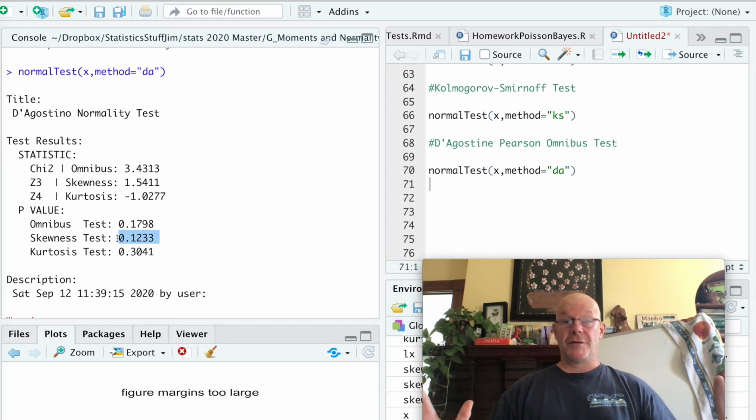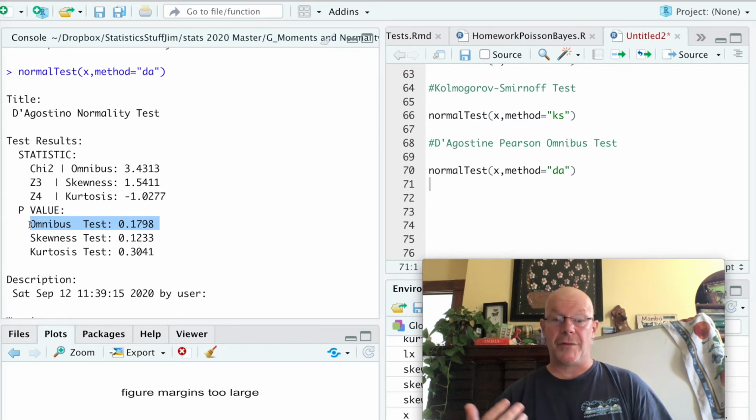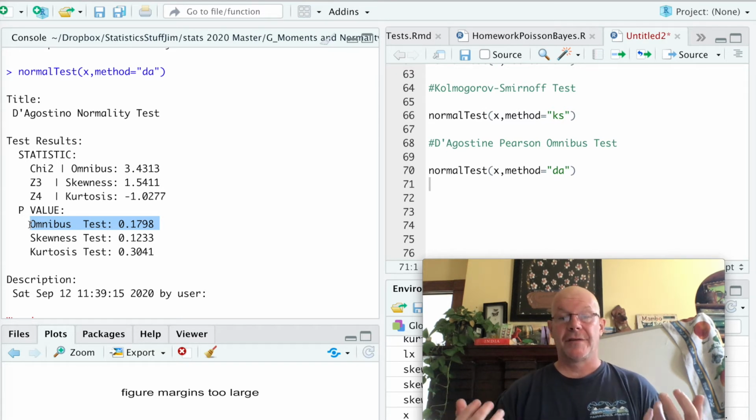But in general, when we're doing the D'Agostino test, it's this omnibus test. And it's the omnibus test because it's including aspects of both skewness and kurtosis simultaneously. And it's giving us a recommendation as to whether or not we should accept the null hypothesis that our data are random variables.